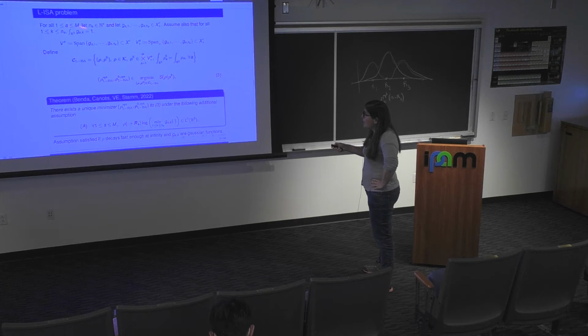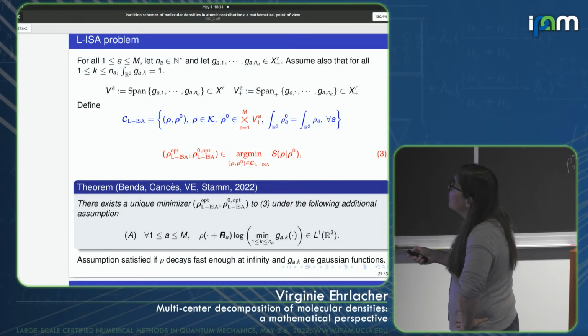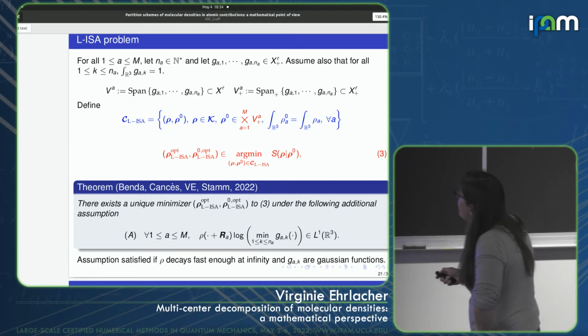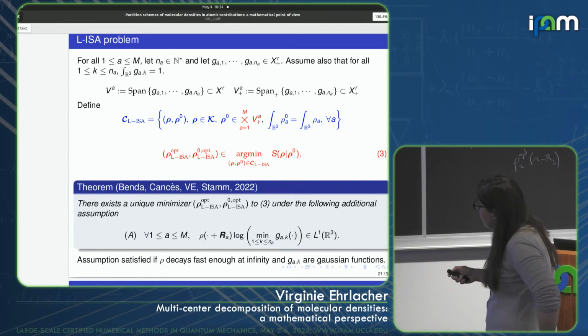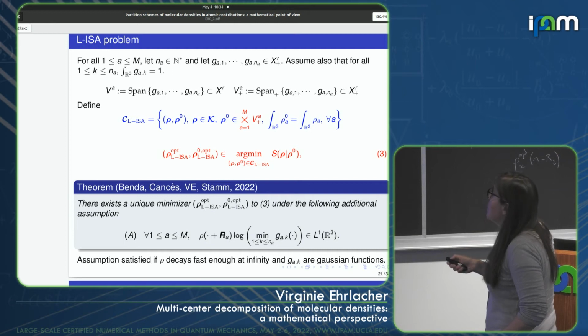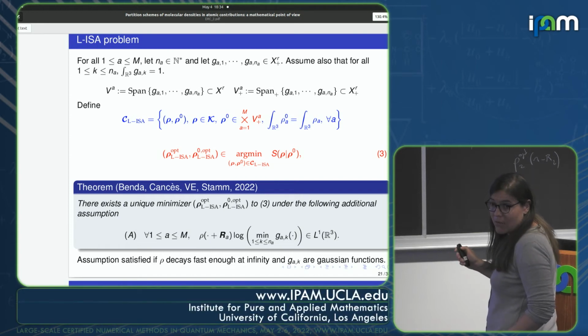For any atom A, let N_A be some positive integer, and let g_A,1 to g_A,N_A be a set of functions that are radially symmetric and non-negative. Okay? I'm going to assume, for the sake of simplicity, that these functions are also normalized, L1 normalized. So you can think of these functions here as being some Gaussian basis sets, for instance. For all atoms, I will denote by V_A the span of these basis functions, and V_A plus what I denote by span plus of these functions, which is just the set of all linear combinations of these functions with non-negative coefficients.